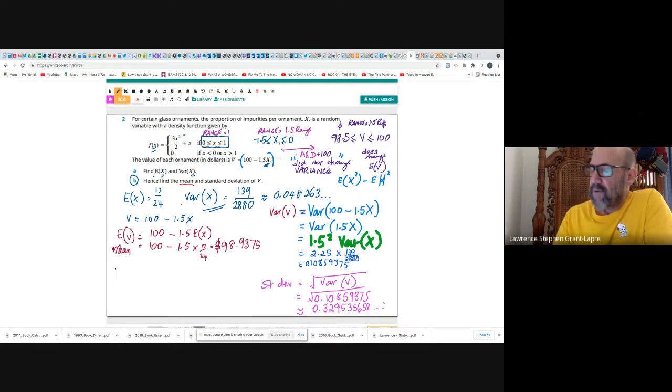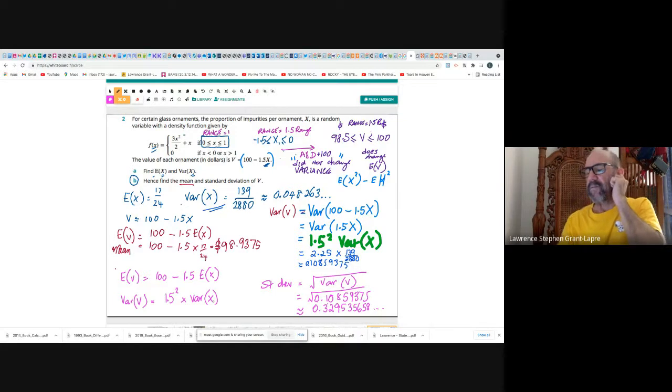So just in recapping, our expected value of V was 100 minus 1.5 times our expected value of x. Our variance of V was 1.5 squared times our variance of x. So hopefully these little formulas will help you move directly from answers of A to the answers of B when they give you a formula that x undergoes certain transformations.